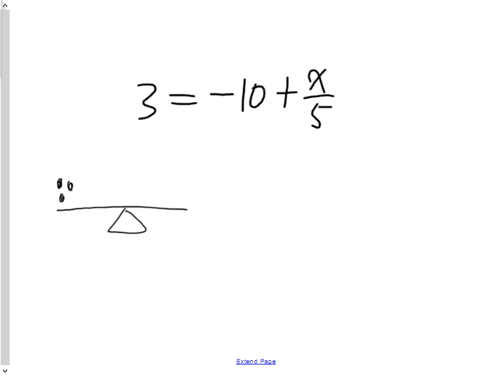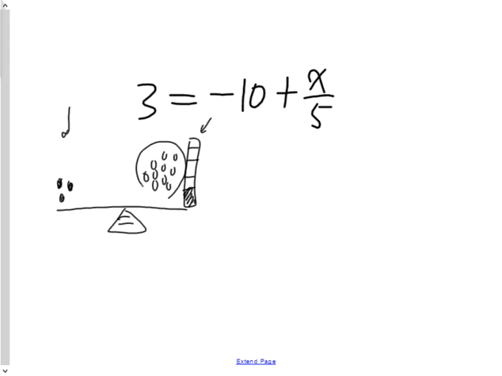So positive 3 is on this side of a scale. Negative 10 is on this side, and a fifth of x. Now remember, that if this is x, a fifth of x is only that much of x, right? So we have 3 is equal to 10 negatives and a fifth of x. Now our goal in algebra is to isolate the variable, which means we want to get x by itself. So we want to get rid of everything else that's on that side of x so that we can have it by itself, and whatever's on this side will be its value.